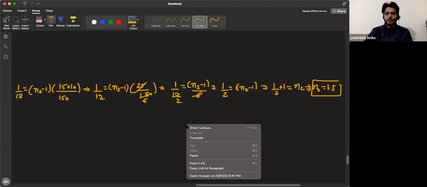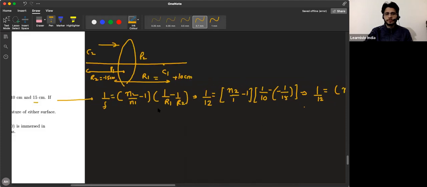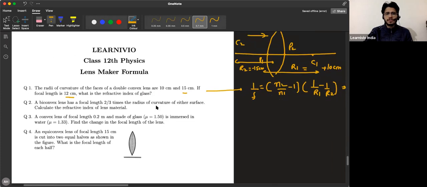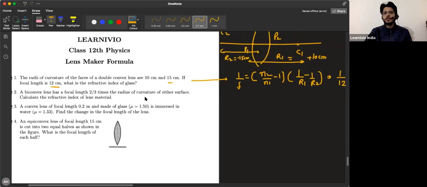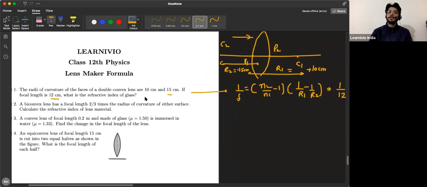Okay, noted. See the next question. The next question is a biconvex lens has a focal length 2 by 3 times the radius of curvature of either surface. Calculate the refractive index of the lens material. So it's a biconvex lens having focal length 2 by 3 times the radius of curvature of either surface. So either surface means the radius of curvature of both the surfaces are same. So when you have a convex lens, see R1 is plus R. I'm using the sign convention directly. I have shown this thing in the previous question.